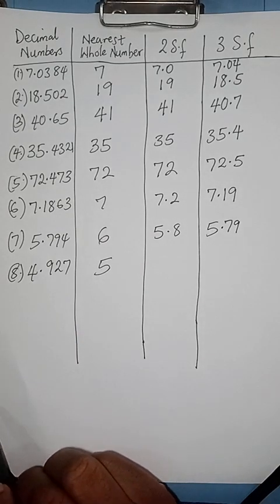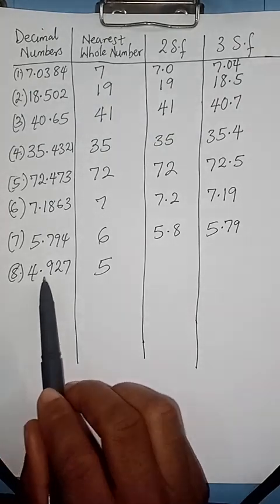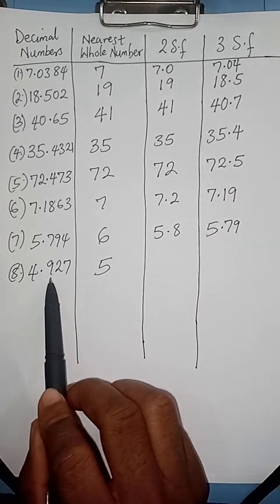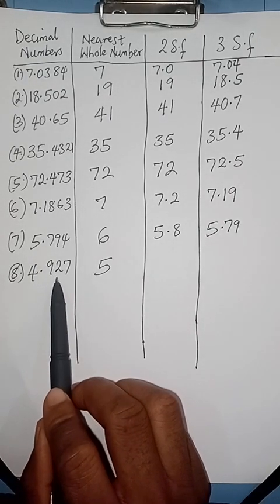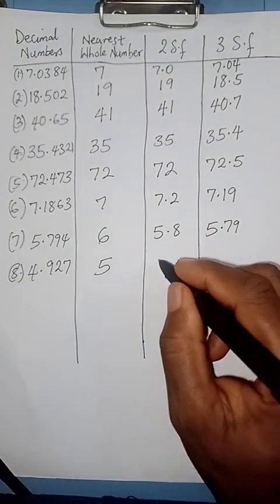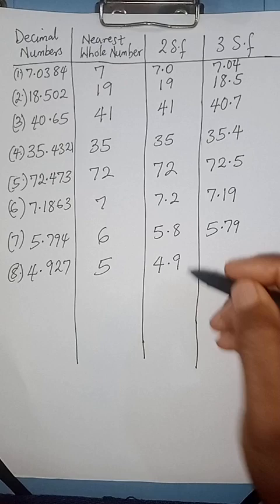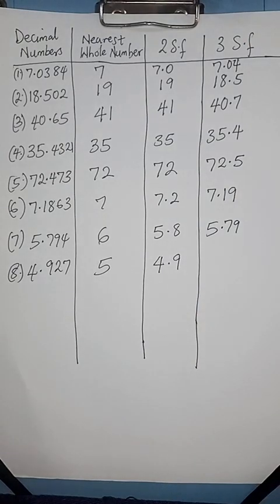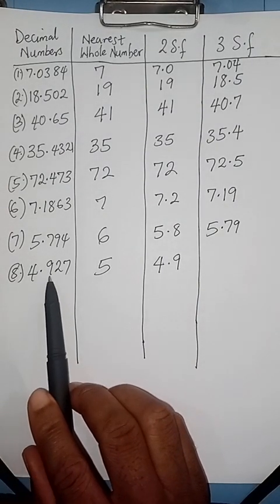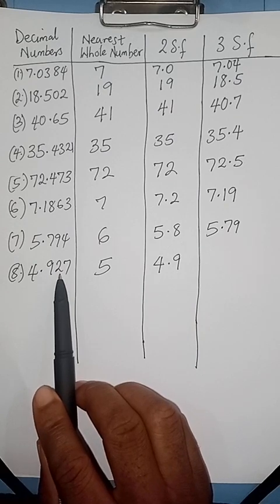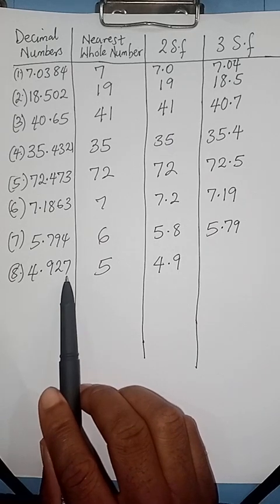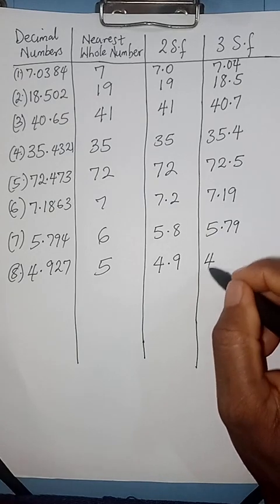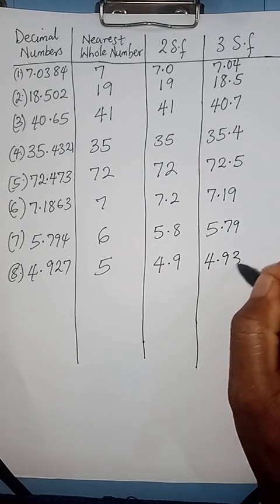To two significant figures, it is 4.9. But before I write the 4.9, I will check the digit after 9, and that's 2. It tells you you're rounding down. So your answer becomes 4.9. So 3 significant figures, 4.92. But before you write the 4.92, you check the digit after 2, it is 7. What does that tell you? You're rounding up. So it becomes 4.93.